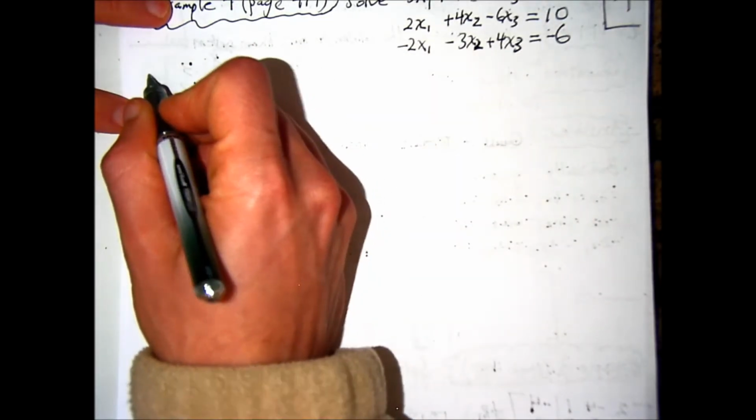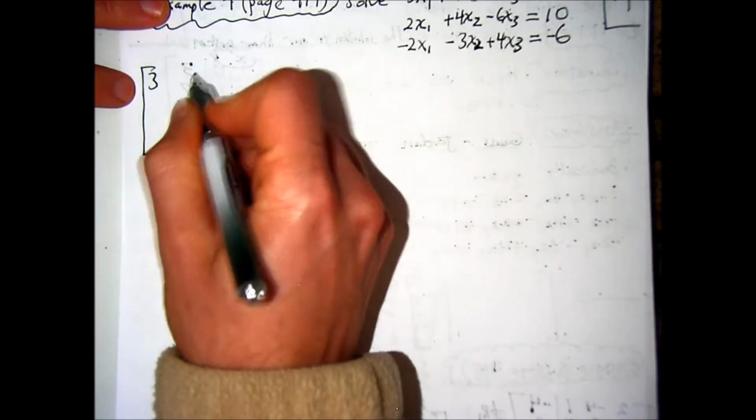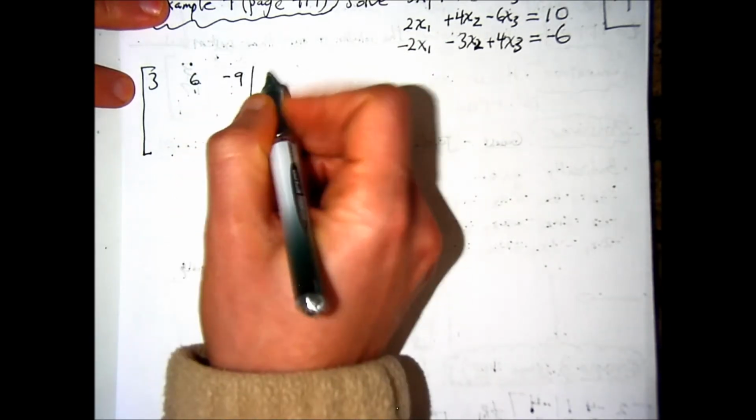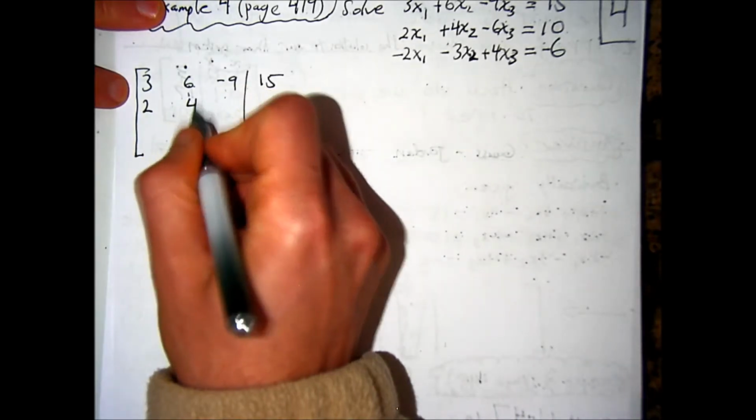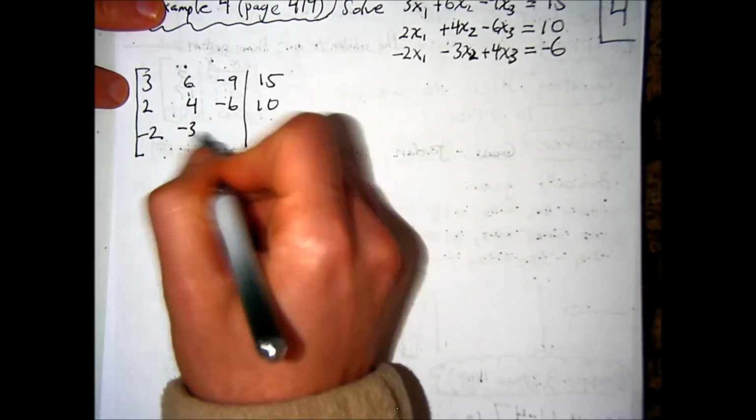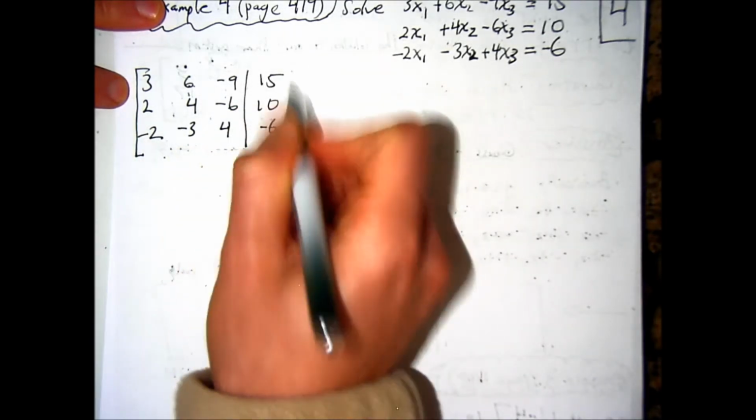Let's do example 4. Let's see if this one actually has a unique solution or not. It does. Okay. Or it actually has a lot of solutions. Okay. So we do this. We do 3, 6, negative 9, vertical bar, 15, 2, 4, negative 6, 10, negative 2, negative 3, 4, negative 6.